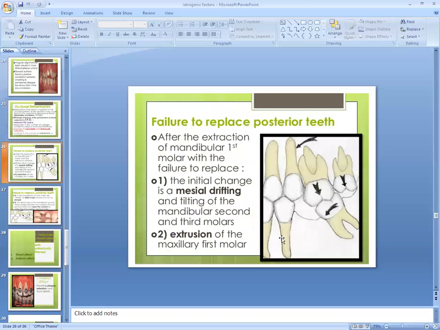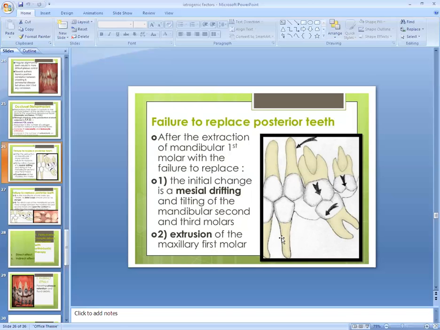The next iatrogenic factor is failure to replace the posterior tooth after the extraction of the mandibular first molar. If the first molar is extracted and there is a failure to replace that tooth, what happens? If the first molar is missing, then the second molar is mesially shifted toward the adjacent tooth, and the premolar is distally shifted toward the adjacent tooth.